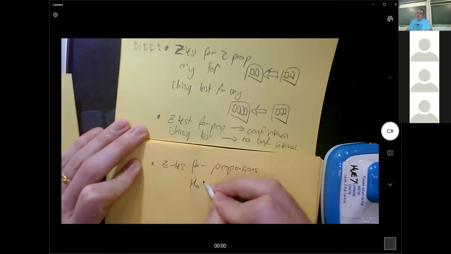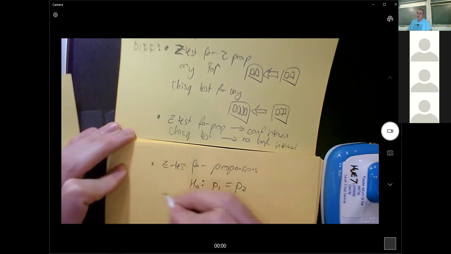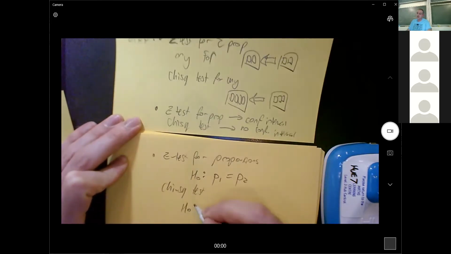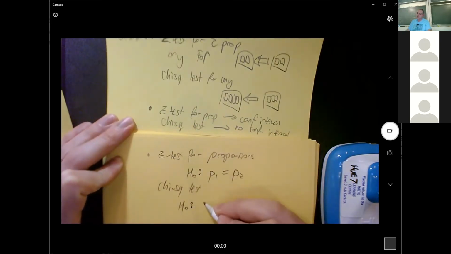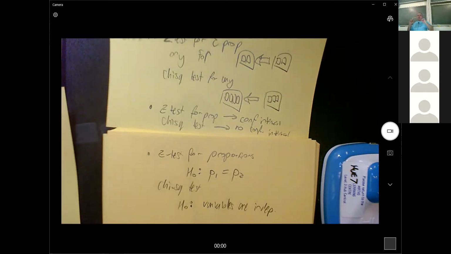It'll be something like H0 is that the proportion in situation 1 is equal to the proportion in situation 2, whereas for the chi-squared test, it'll be H0 is the variables are independent, and you'll say it as words. They're the similarities and differences.